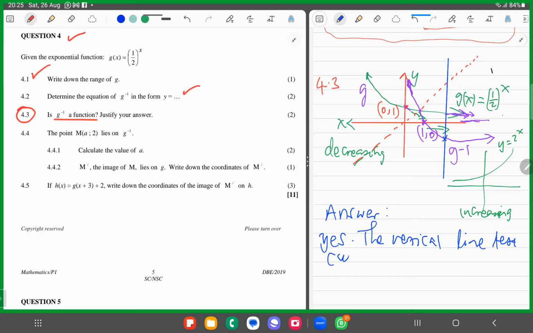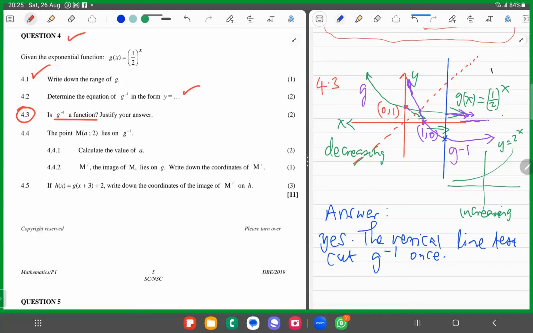Cuts G inverse once. There's a vertical line test. So this vertical line test cuts the graph of G inverse, or cuts G inverse once.